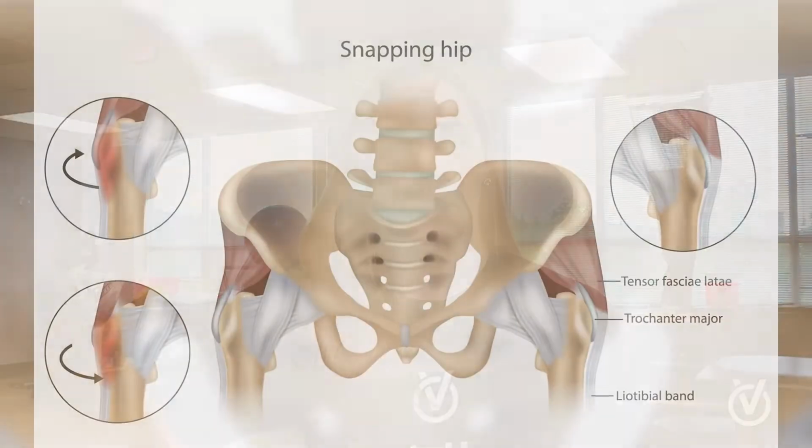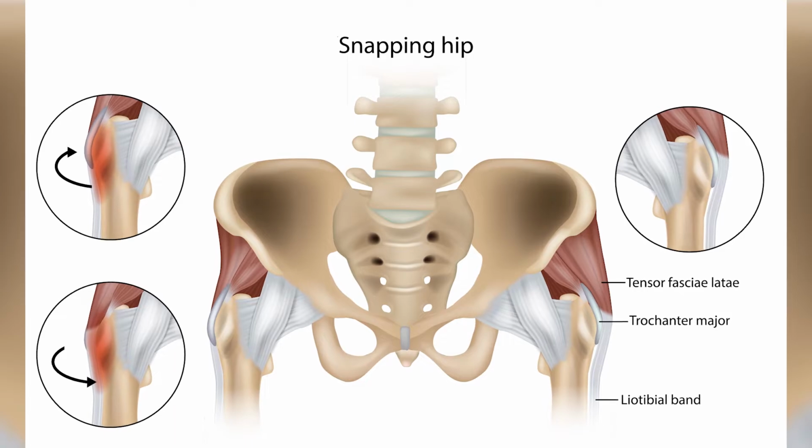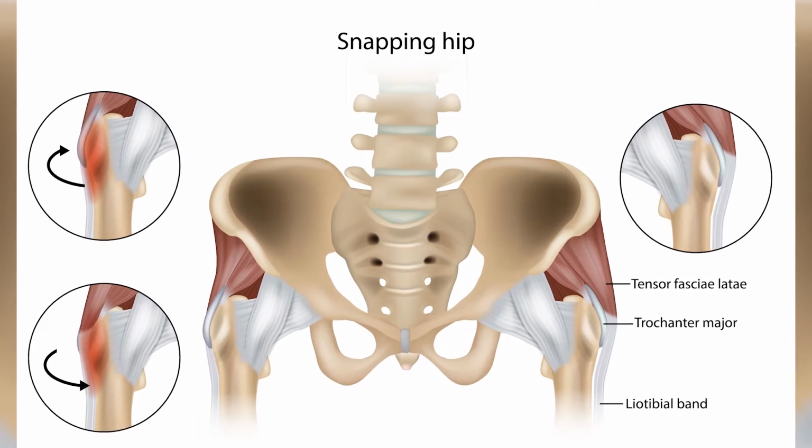Next, we're going to talk about a couple of different hip pathologies. One is called snapping hip syndrome. Snapping hip syndrome can be felt with a little click over the front of our hip, and it happens when a tendon snaps over the front of the hip. This is usually because of the overuse of our hip flexor.